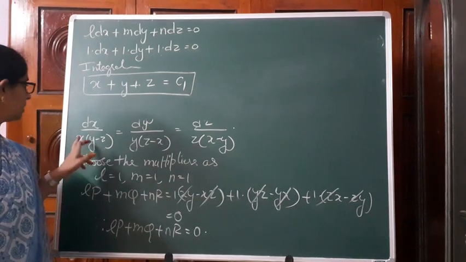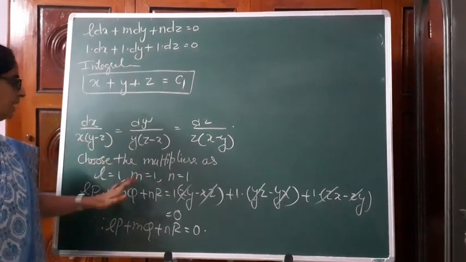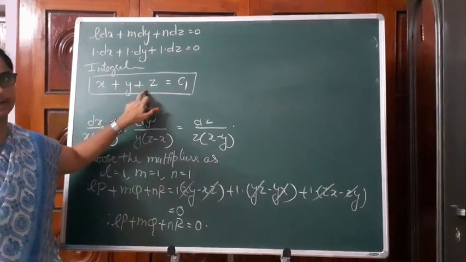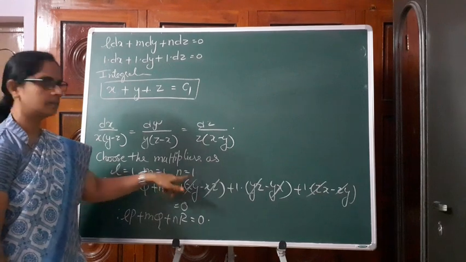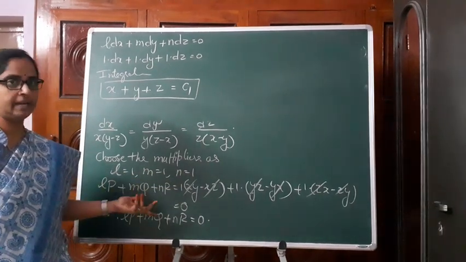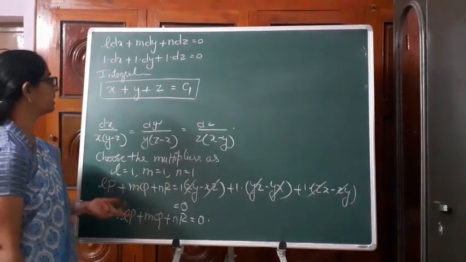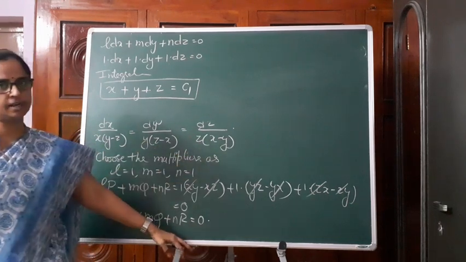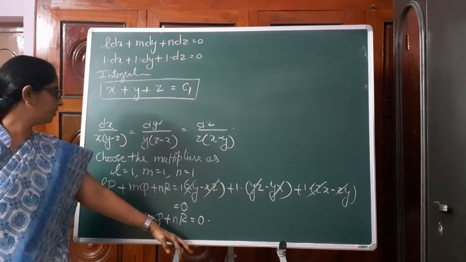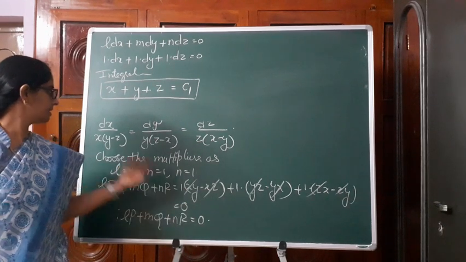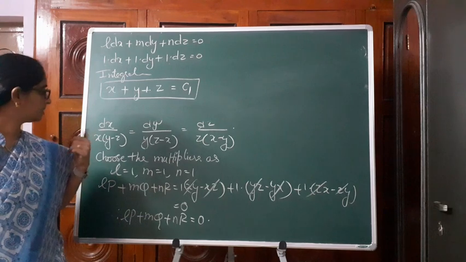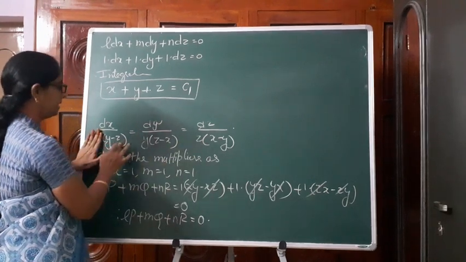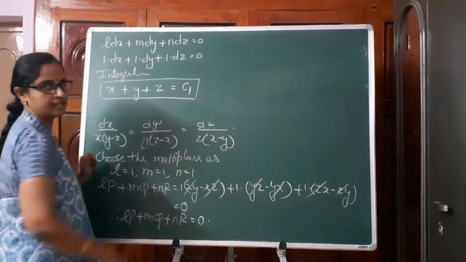Now we have to search for a second set of multipliers. 1, 1, 1 or 2, 2, 2 or 5, 5, 5 gives the same solution, so don't again choose a dependent set of multipliers. Try some other one such that LP plus MQ plus NR is equal to 0. Did you get any idea of choosing L, M, N in this case? See here, there is no x, no y and no z, and y minus z plus z minus x plus x minus y is again 0.